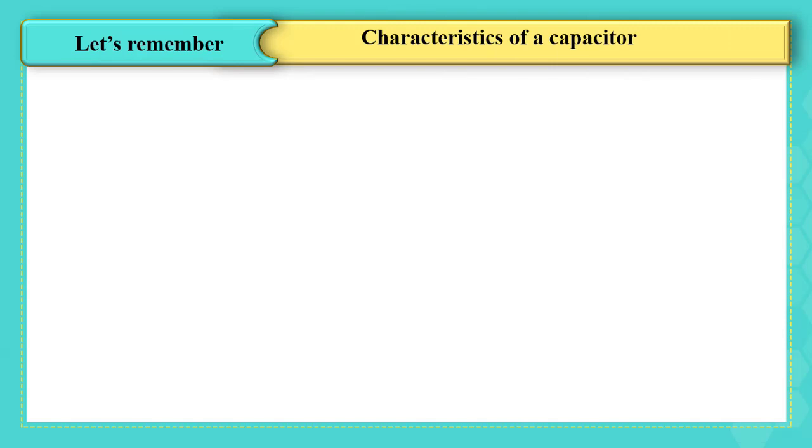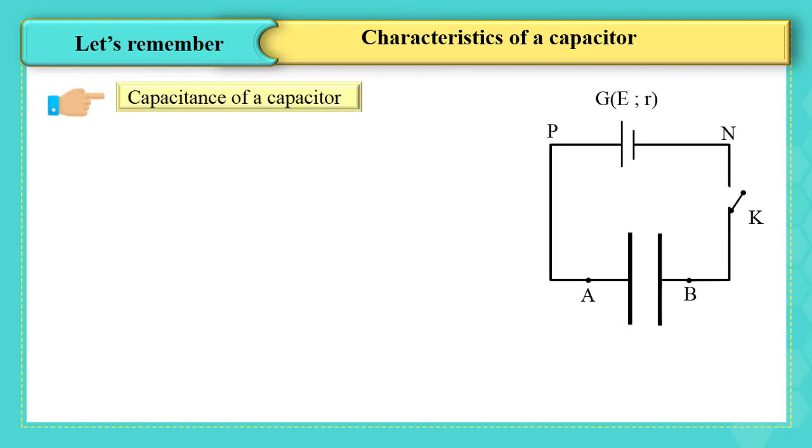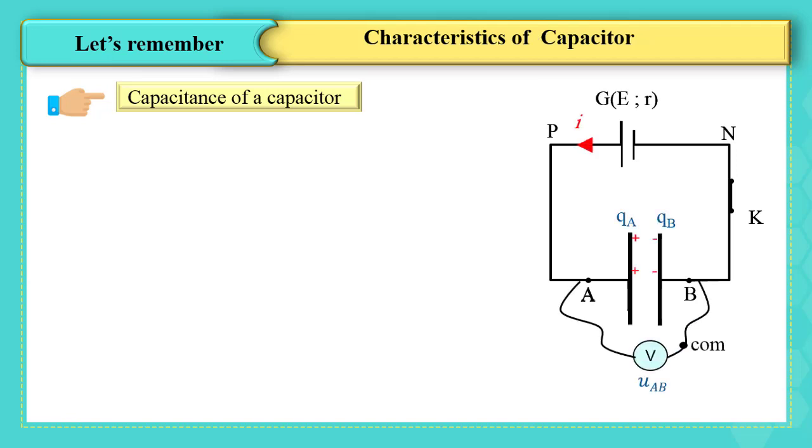Characteristics of a capacitor. Capacitance of a capacitor. A neutral capacitor is connected in series to a direct voltage generator and a switch. When the switch is closed, the positive pole of the generator attracts electrons from plate A, which becomes positively charged. At the same time, an equal number of electrons leave the negative pole of the generator and accumulate on B to become negatively charged.